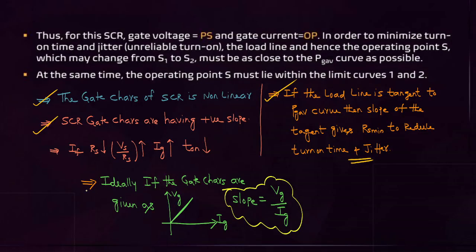And ideally, if the gate characteristics are linear, how to find the slope? Vz by Iz. This observation is important when solving problems. Generally, no doubt at all, gate characteristics are non-linear. Now, if they give the characteristics passing through the origin, then how to write the gate characteristic slope? Vz by Iz. If the load line is tangent to the PZAV curve, what does the slope of the tangent indicate, friends? The minimum value of gate source resistance to reduce the turn on time or jitter.